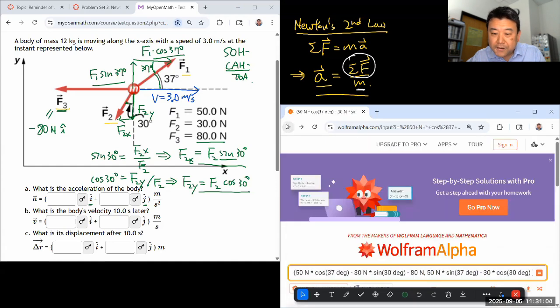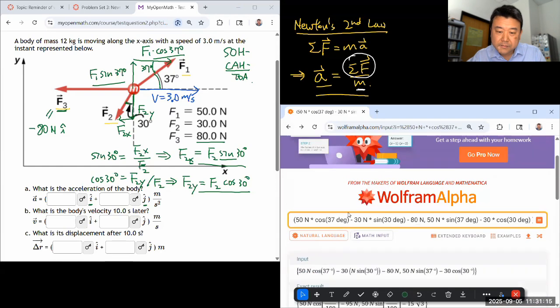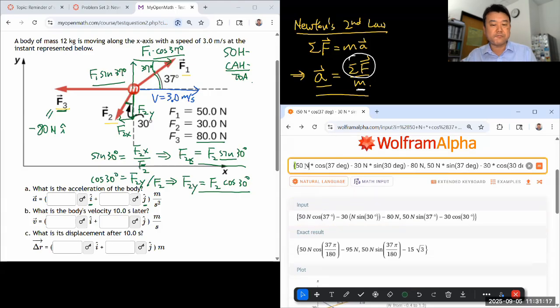Sorry, let me go back. So I had a reason for putting in Newton here. So if you put this in, it'll say it's wrong because that's the net force. You want the acceleration. So let me get rid of Newtons. I think the way the calculator is working out, this is more confusing than helpful. Let me not have the Newtons there. So this is the net force.